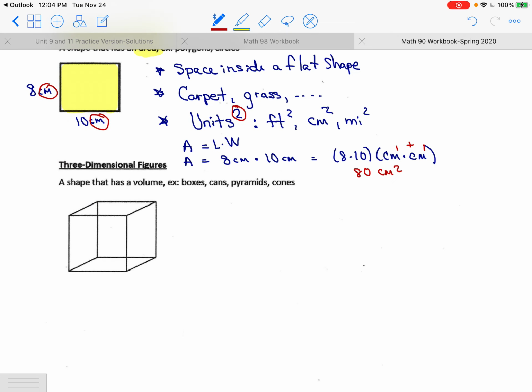So of course you guys can extrapolate when we get down here to the 3-dimensional figures. We're talking about volume, okay? So in this case, we're actually talking about the space inside a 3-dimensional shape.